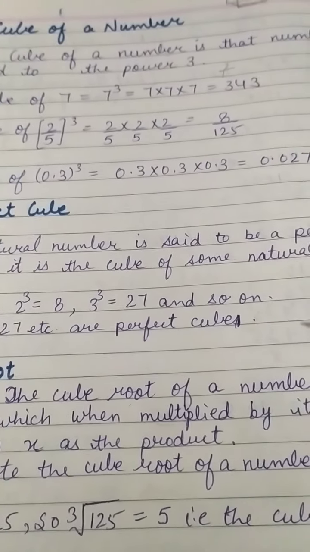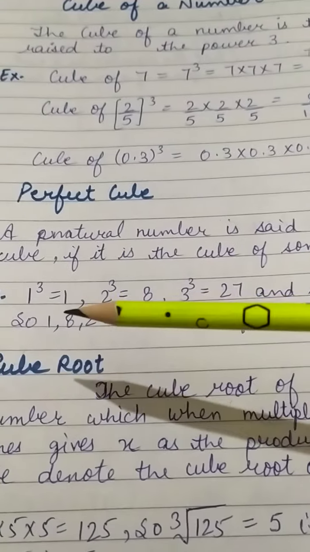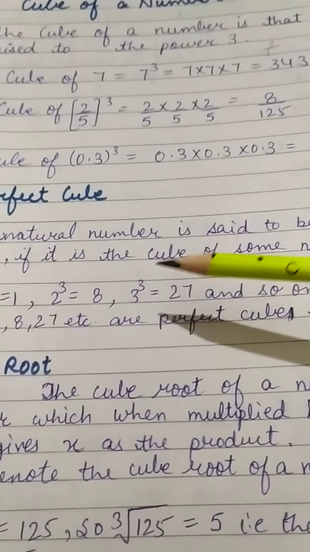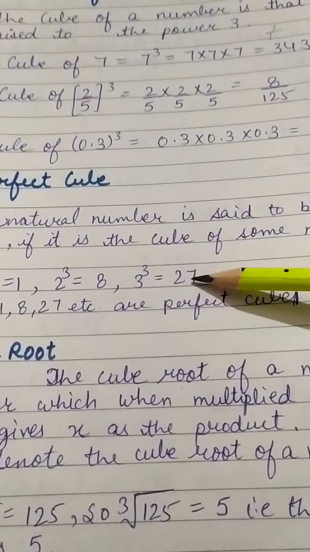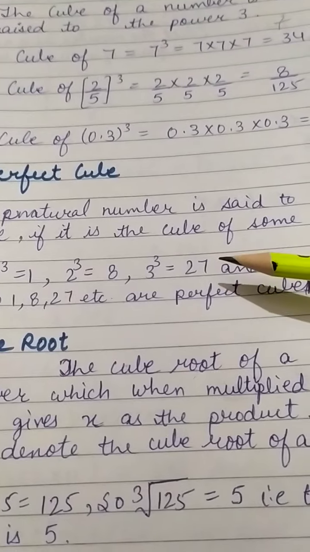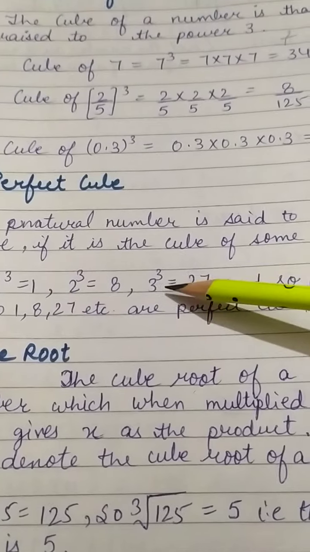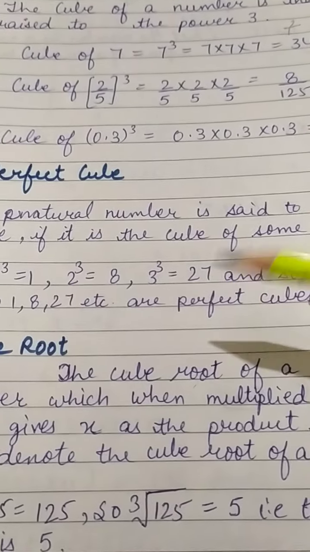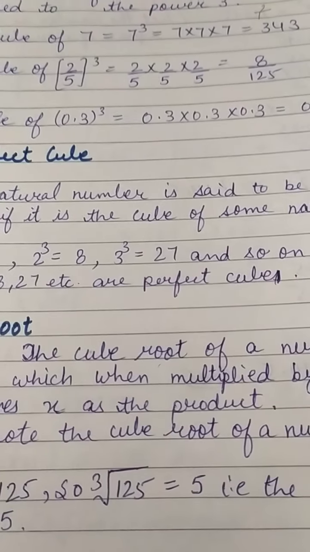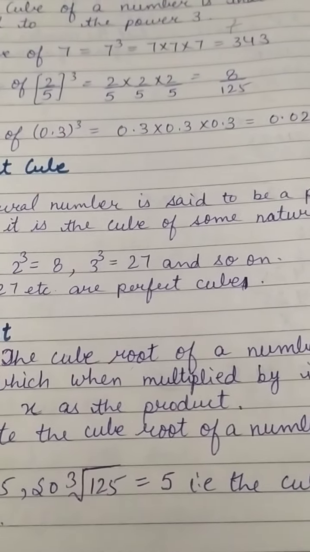Now, let us come to perfect cube. A natural number is said to be a perfect cube if it is the cube of some natural number. 1 cube will be 1, 2 cube will be 2 into 2 into 2, 8. 3 cube will be 3 into 3 into 3, 27, and so on. So these 1, 8 and 27 are perfect cubes, because they are obtained by multiplying a number as a cube. So if in the question it comes to find if the number is a perfect cube or not, you have to see by prime factorization method.